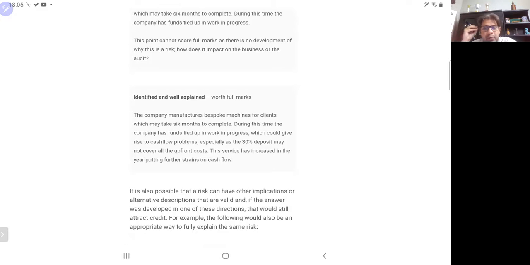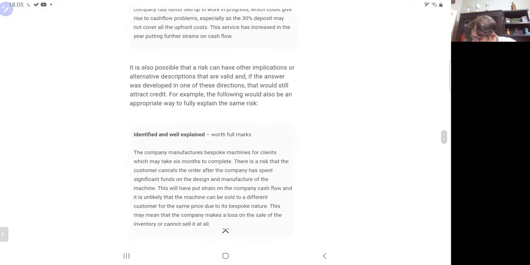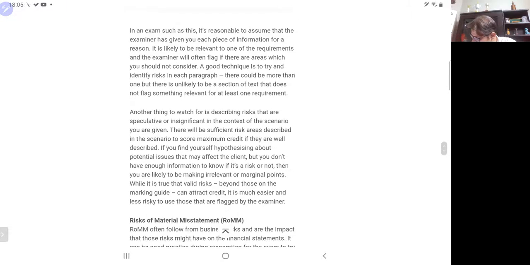Company manufactures bespoke machines for clients, which may take 6 months to complete. During this time, the company has funds tied up in work in progress, which could give rise to cash flow problems, especially as the 30% deposit may not cover all the upfront costs. The service has increased in the year, putting further strain on cash flows. Right, this is how you can get the full marks in the business risk.